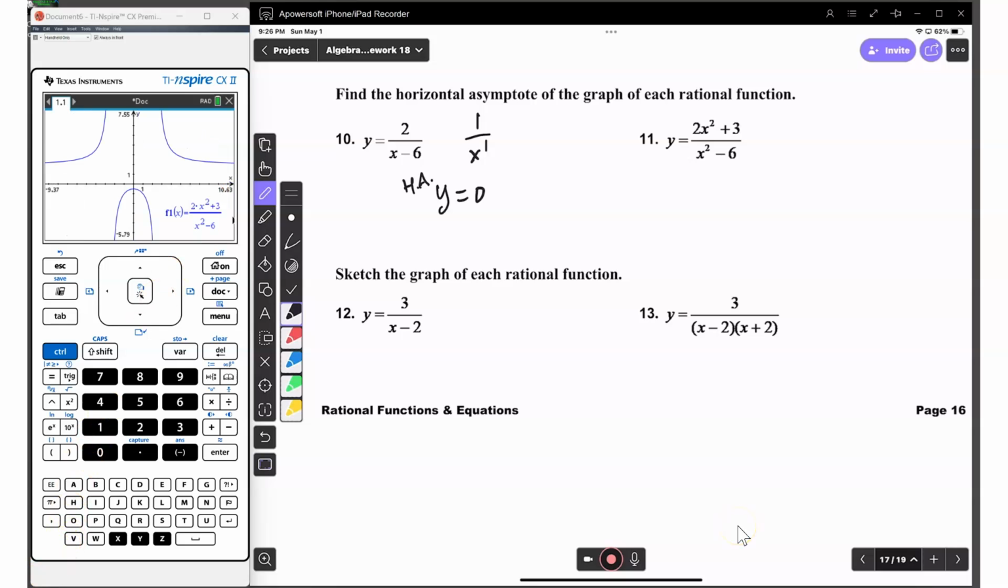For number 11, we're going to look at the two highest powers. So we have 2x squared, and we have x squared, and this is just exactly like the notes. Remember, these two are canceling, so the horizontal asymptote will occur at 2. And you notice right here, our horizontal asymptote is at 2. And I can verify by writing a 2 there. And you notice there's a horizontal asymptote.